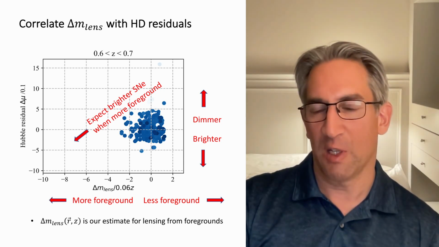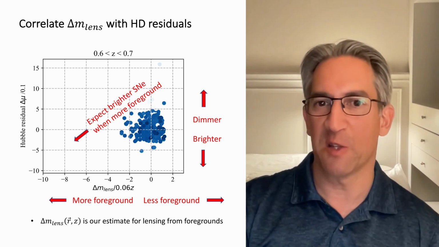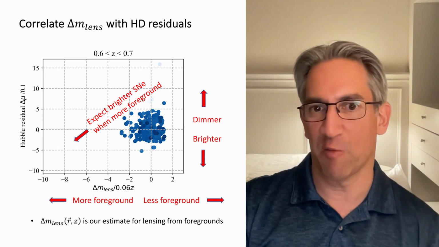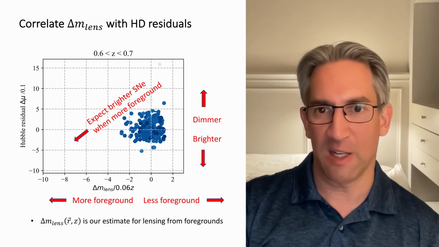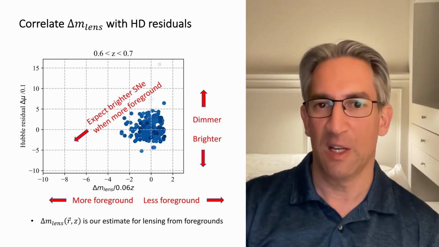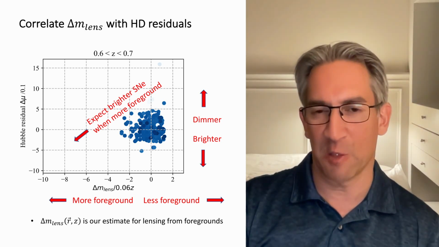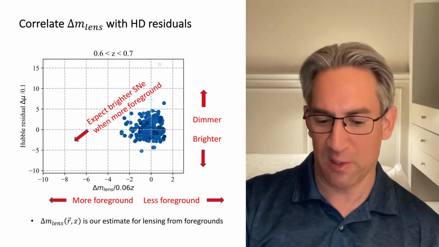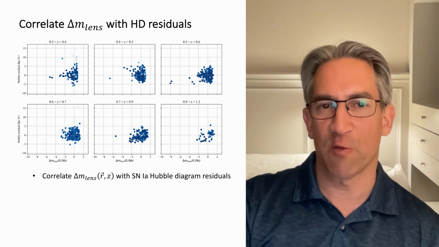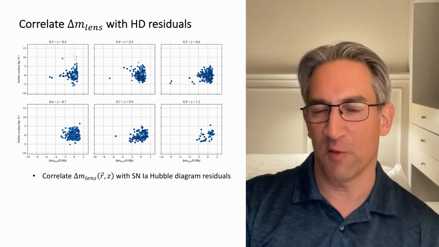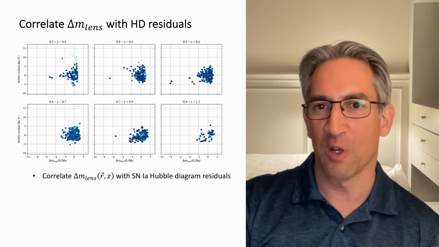So in other words, were we to see a connection between our lensing estimate and the Hubble diagram residual, what we would expect to see is a clustering of points up in the top right-hand quadrant. In other words, they have less foreground and they are dimmer. And also in the bottom left quadrant, they have more foreground galaxies and they are brighter. Now, honestly, if you just look at this particular redshift bin, I think it's pretty hard to pick out if that's indeed the case or not. So let's look at some other redshift bins. Here's a collection of redshift bins going all the way from 0.3 in redshift up to the furthest that we observe our supernovae, 1.2 in redshift.